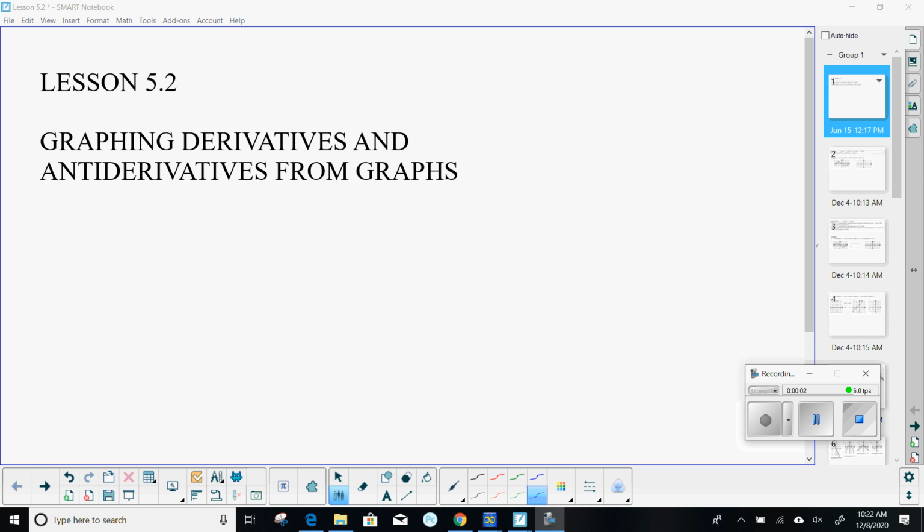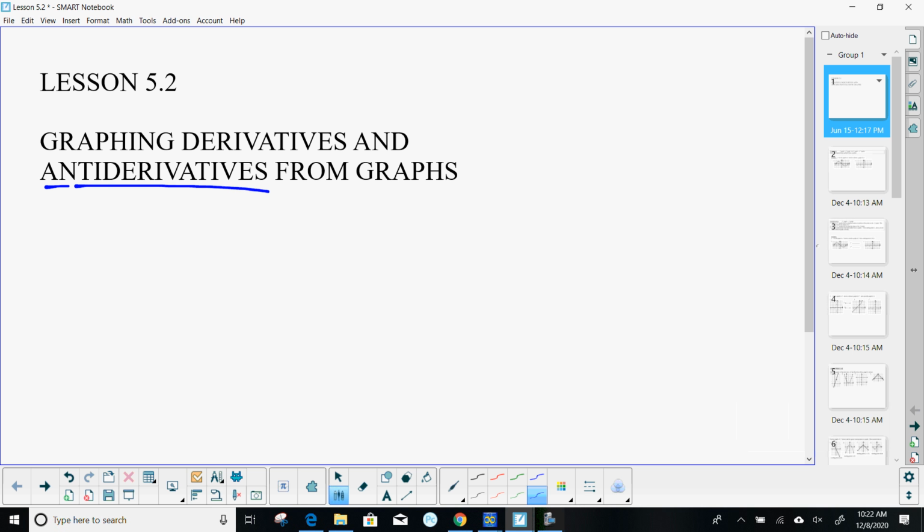In 5.2, we're going to find the graphs of derivatives and antiderivatives from graphs. That word, antiderivatives: if I'm going from f to f prime, I'm finding the derivative. So the antiderivative is working backwards. It's when you're given the derivative and want to work backwards. In other words, you want to find out what f is equal to.